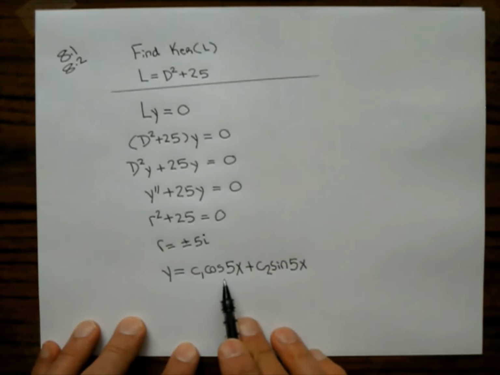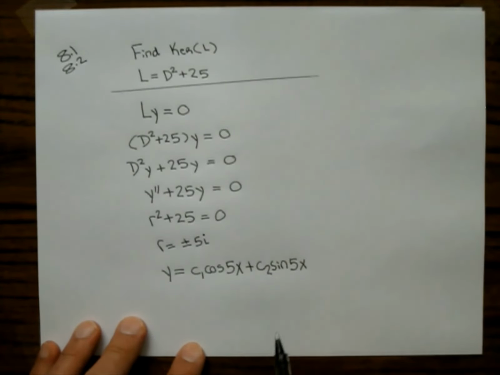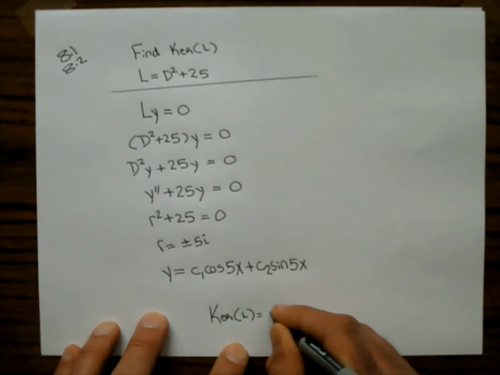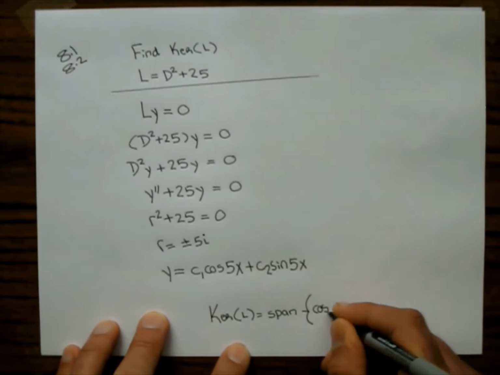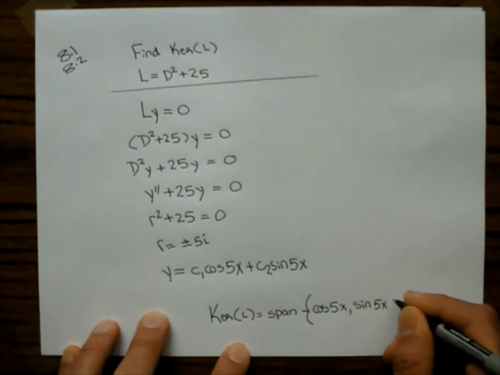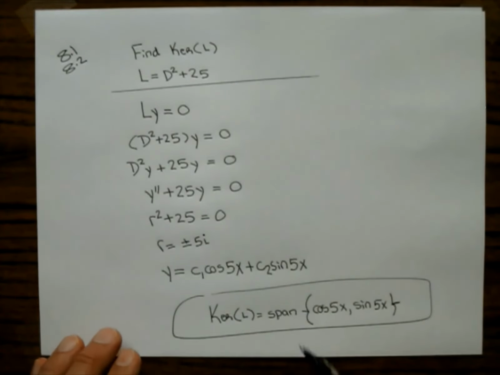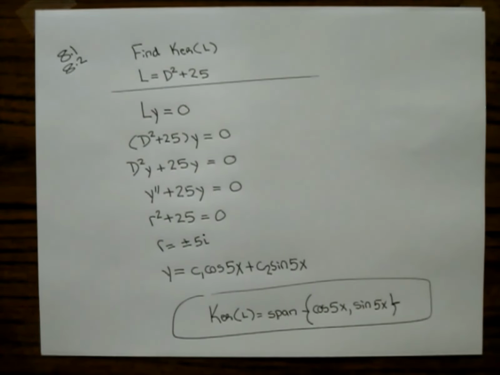Here is a linear combination of two vectors, two seeds we were calling them earlier. So the kernel of this linear transformation is going to be the span of those two vectors, cosine 5x and sine 5x. Whenever you solve a homogeneous differential equation, you're really finding the kernel of a linear transformation. You are working with linear algebra, whether you like linear algebra or you don't. So that gives me the results there.